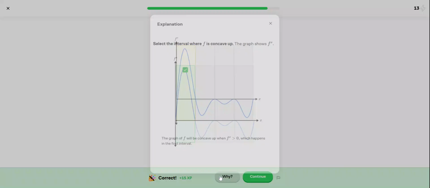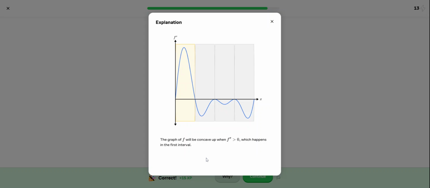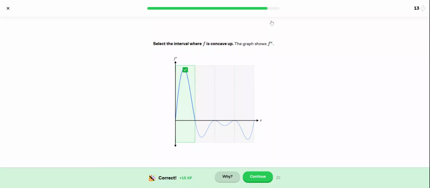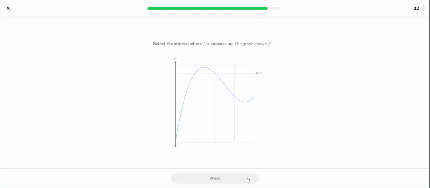Let's see why. The graph of f is concave up only where the second derivative is greater than 0, which happens only in this first interval. Alright. Also, this is my correct assumption. Lucky to get it right. Click continue. I think the last one I'm going to encounter will show up.